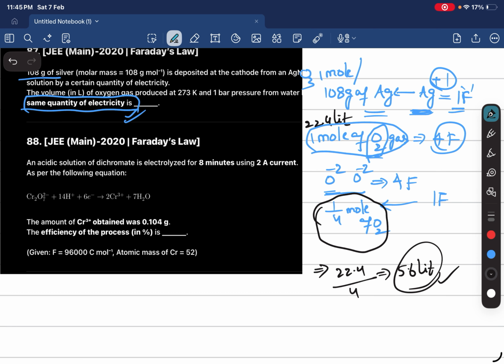Hope it is clear, students. So 5.6 liters of O2 will get deposited. That's how we can do this question.